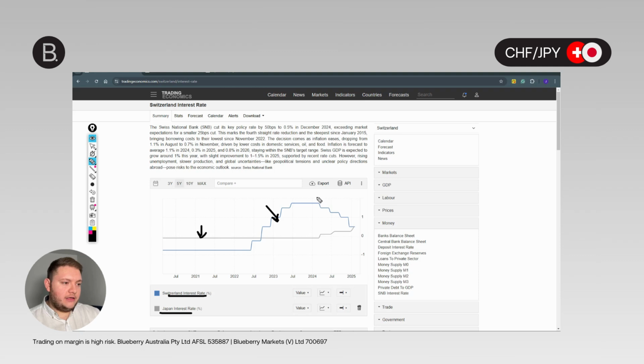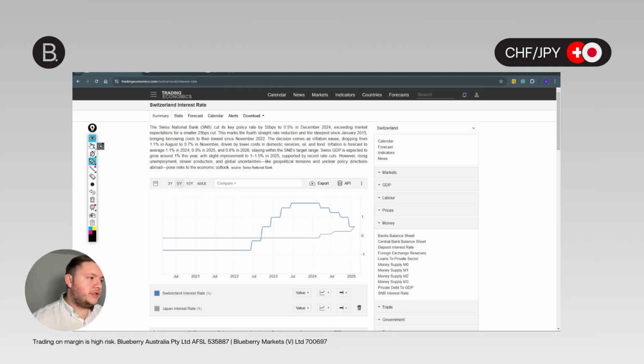Well, at the start of 2024, what we have seen is the Bank of Japan hiking interest rates. What have we seen from the Swiss National Bank? They have been decreasing interest rates. Now that does take a while to flow into the market.